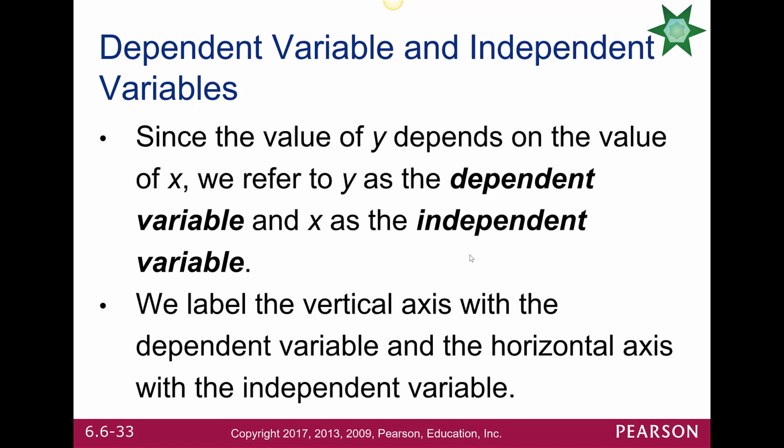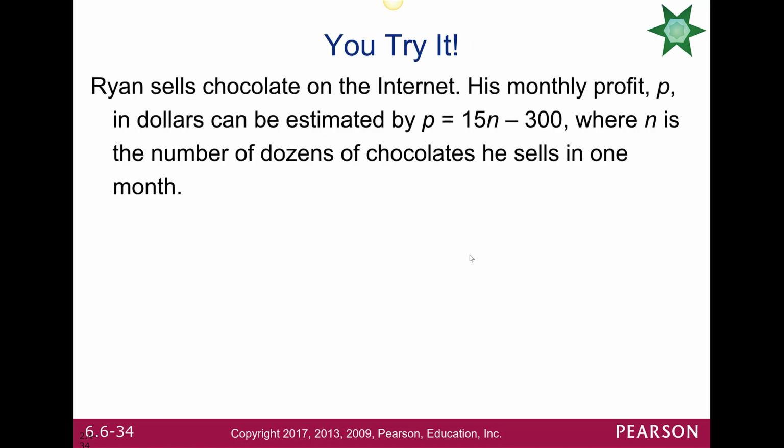And when we get to section 6.10 next week, you'll see that sometimes we don't use x and y. In fact, in the next example, you're going to see that. This is an example similar to one you'll see in your homework. Ryan sells chocolate on the internet. His monthly profit, P, in dollars can be estimated by P equals 15n minus 300, where n is the number of dozens of chocolates he sells in 1 month.